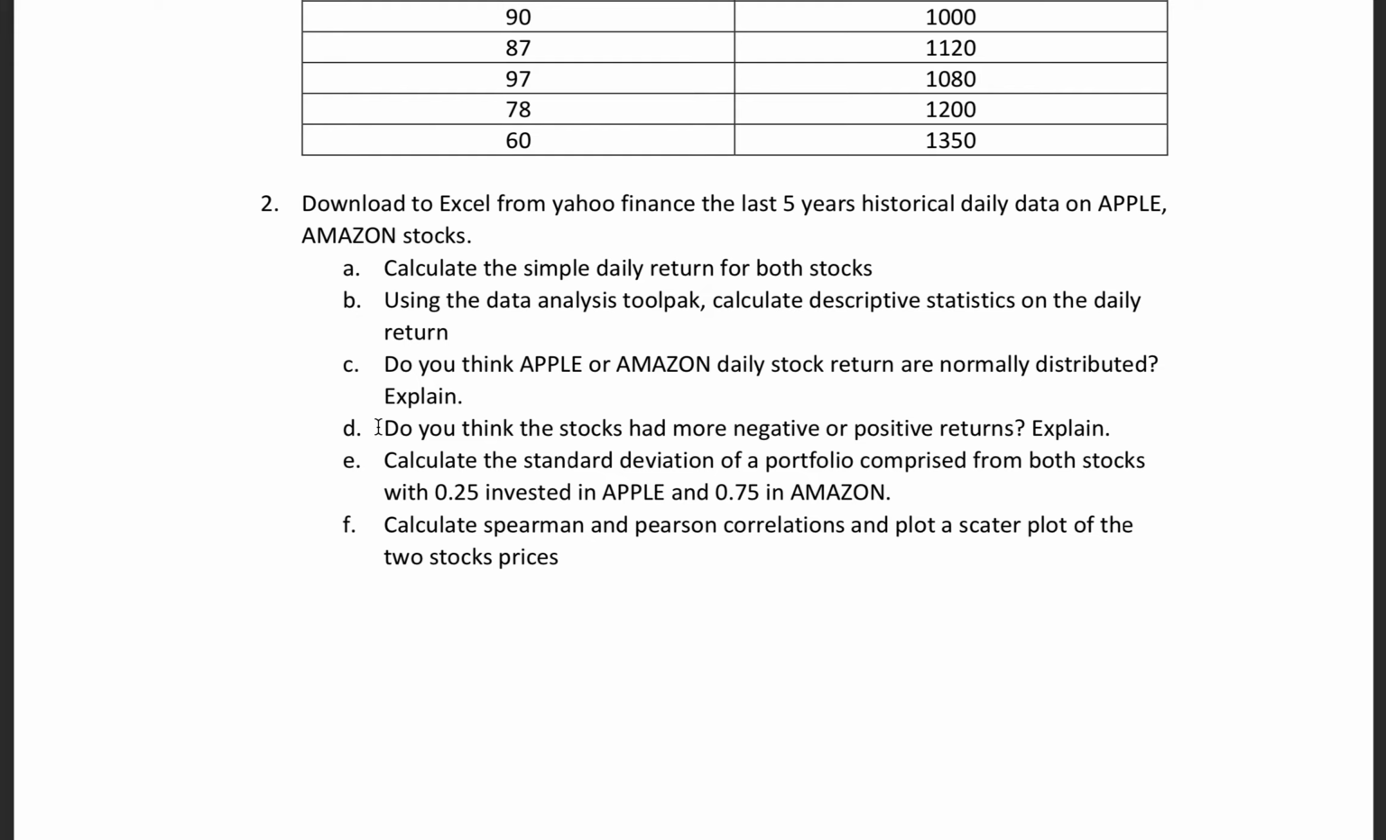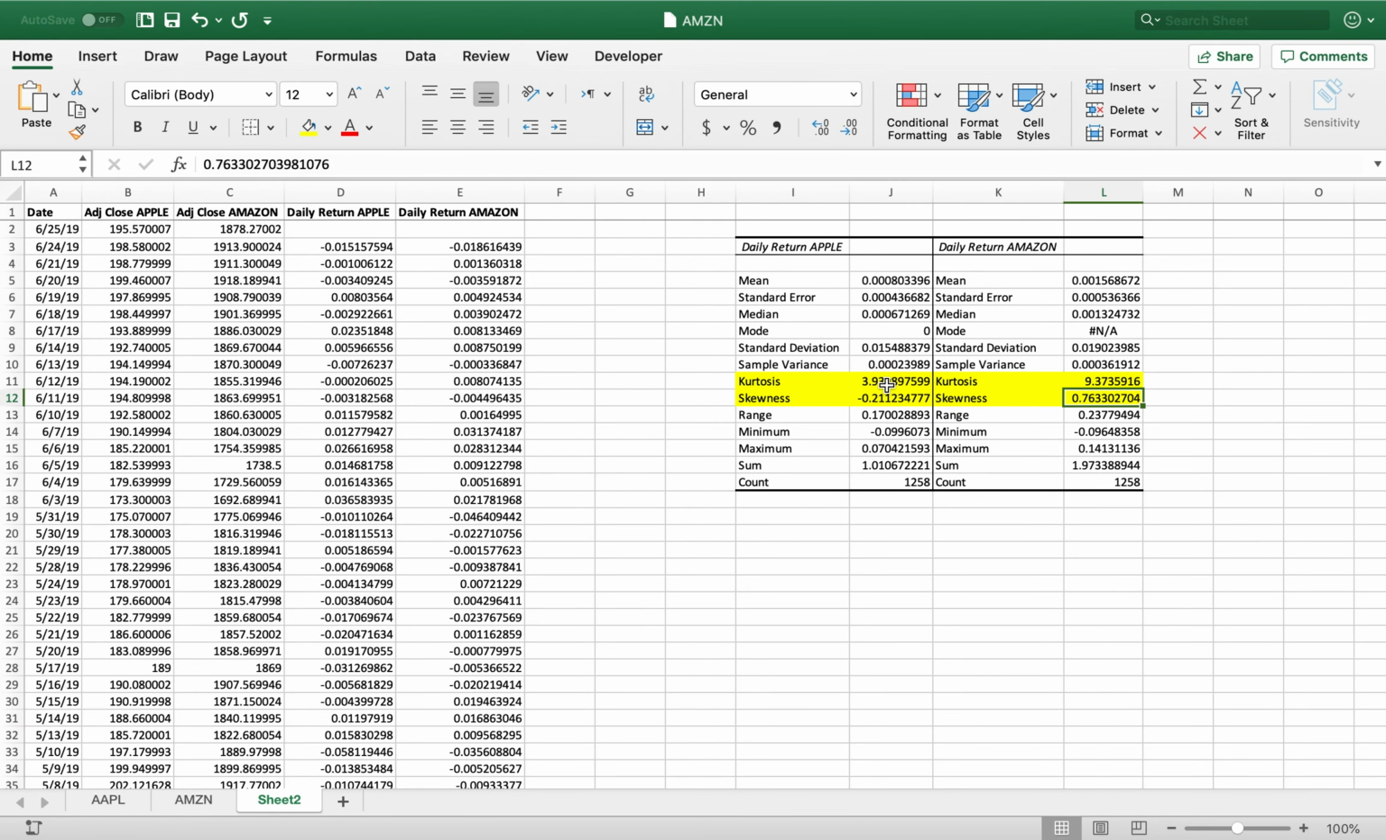Now for part D, to tag on to that, do you think the stocks had more negative or positive returns? Explain. So let's start with Apple again. We know that the kurtosis means that there's more outlier values falling on the positive and negative side of things. And with our negative skewness, we can see that those outliers are probably falling more to the negative side of things. So again, we can't know for sure, but we can make an educated guess that Apple probably has more negative returns than it does have positive returns based on the skewness.